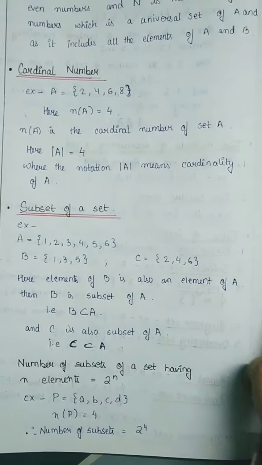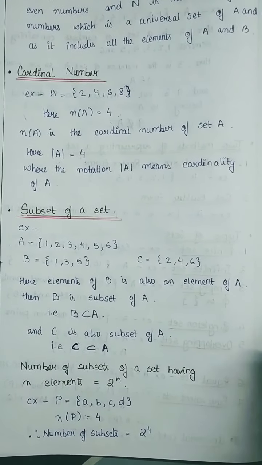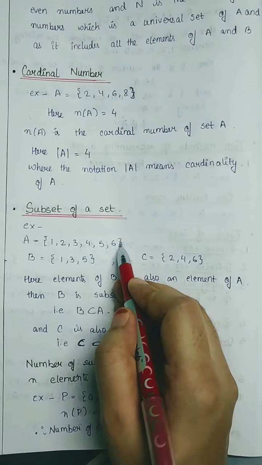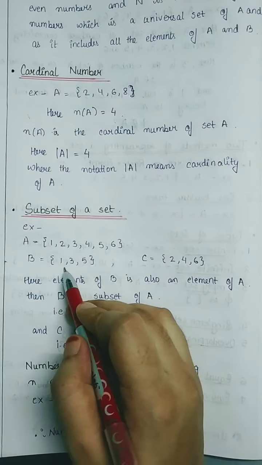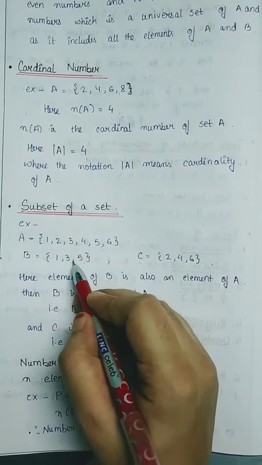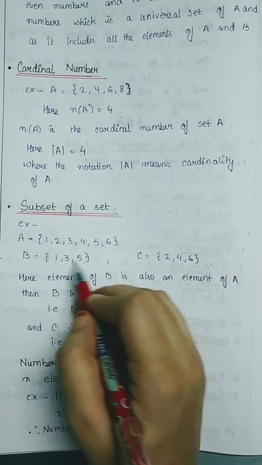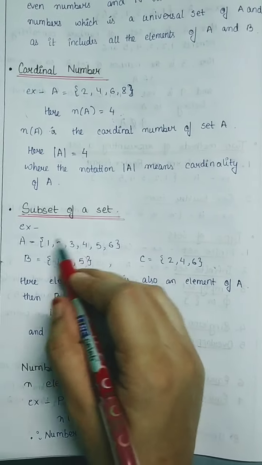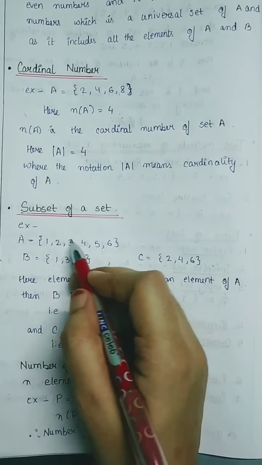Then comes subset of a set. What is a subset? This is a set A, and we have other sets. B = {1, 3, 5}. C = {2, 4, 6}. As you can see, 1, 3, 5 and 1, 3, 5 match. All 3 elements of the set B are present in A. So we can say that B is a subset of A.